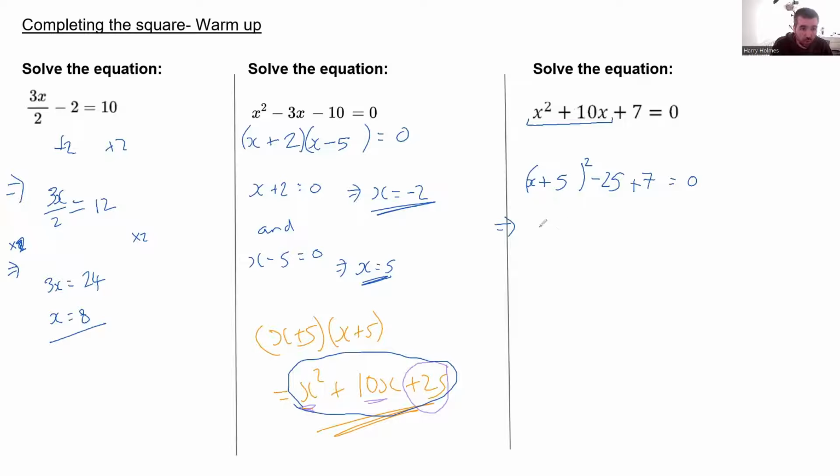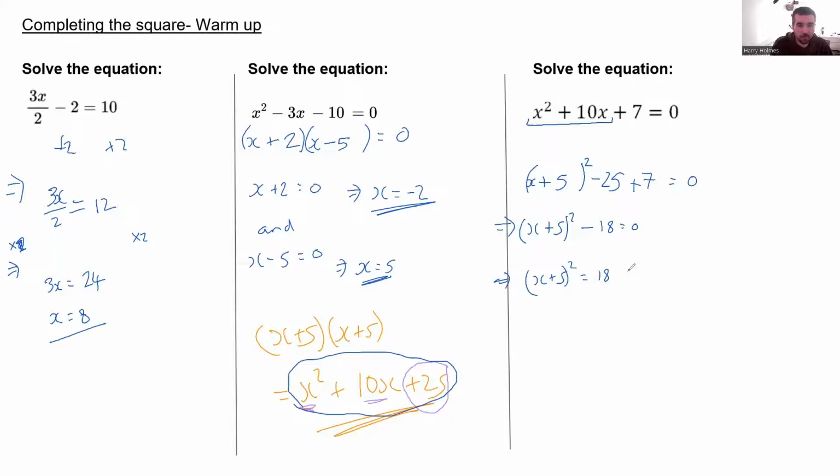And let's do it straight away. So x plus 5 squared is our square bracket. Minus 25 adds 7. I'm careful with this, but it's minus 18. Equals 0. And this is where this becomes really useful, and you can see why we've done it, because now I can add 18 to both sides. Which gives me x plus 5 squared equals 18.